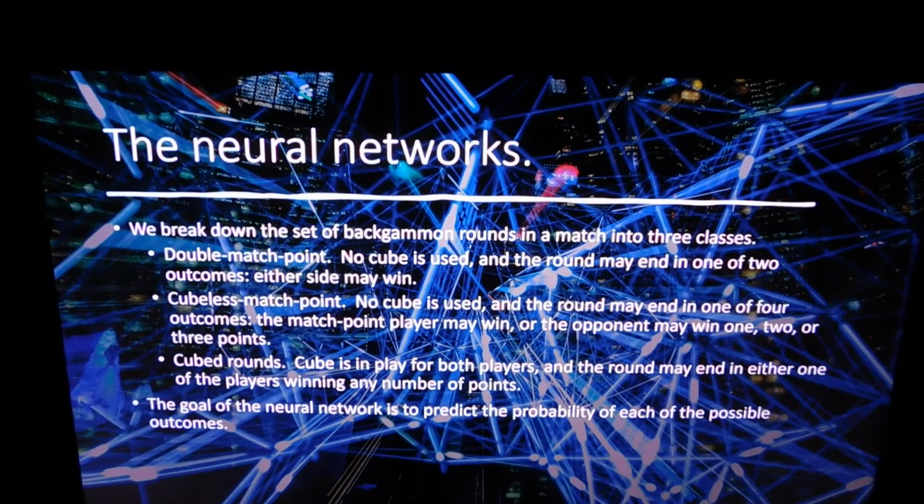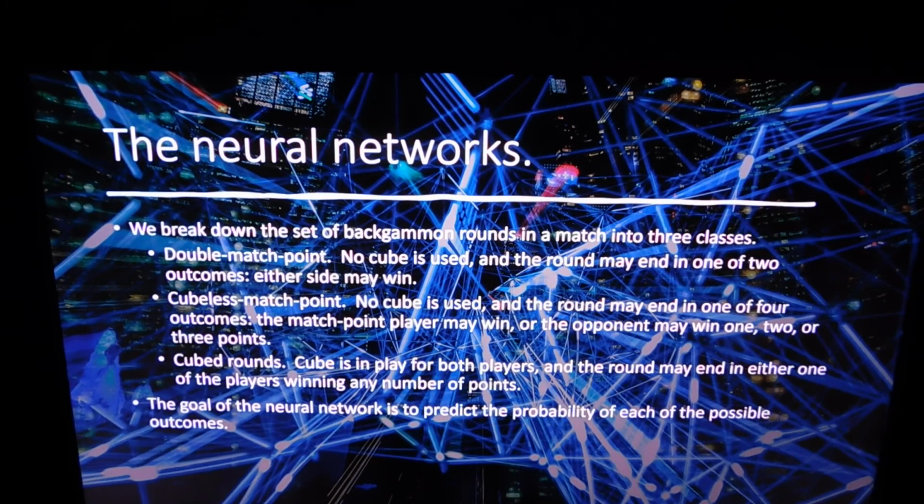Now, how does a neural network work for backgammon? Well, first we're going to break down our backgammon rounds into the three classes we talked about. The double match point: here no cube is used and the round may end in one of two different outcomes, right? You either win or you lose, because that round determines the match. You have the cubeless match point. Again, no cube is used, and there are actually four different outcomes that can happen. The match point player might win, or the opponent might win, or win a gammon or a backgammon. So there are four different outcomes.